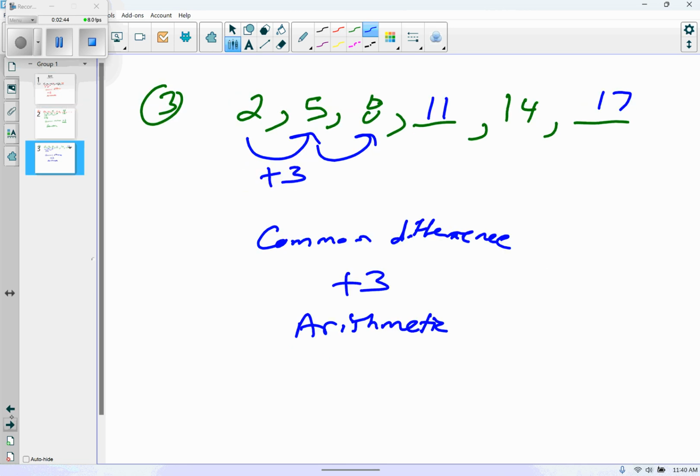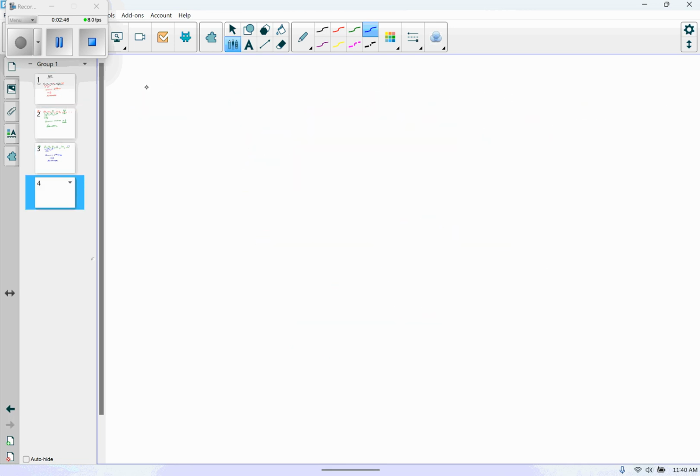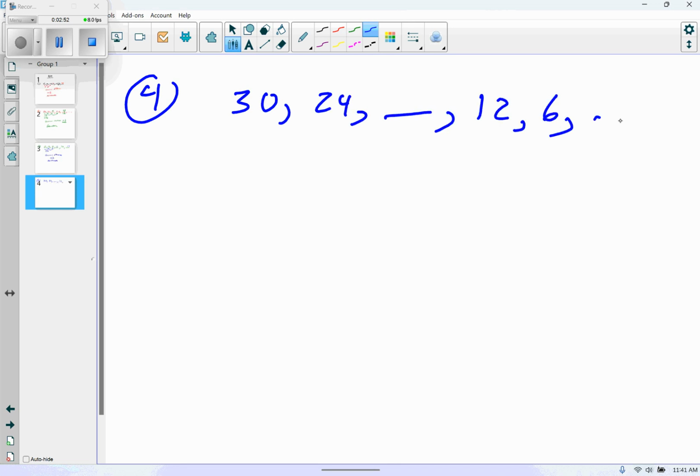Good. All right, and then number 4 was the last one I asked you to try. We have 24, blank, 12, 6, dot, dot, dot. Okay, so what do you think is taking place from here to here, here to here, here to here? I think we're subtracting 6. So this goes to 18, and 18 minus 6 is 12.